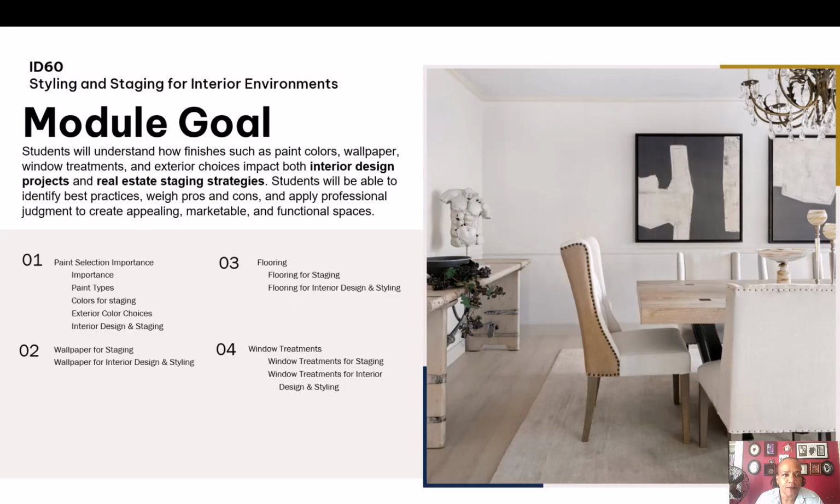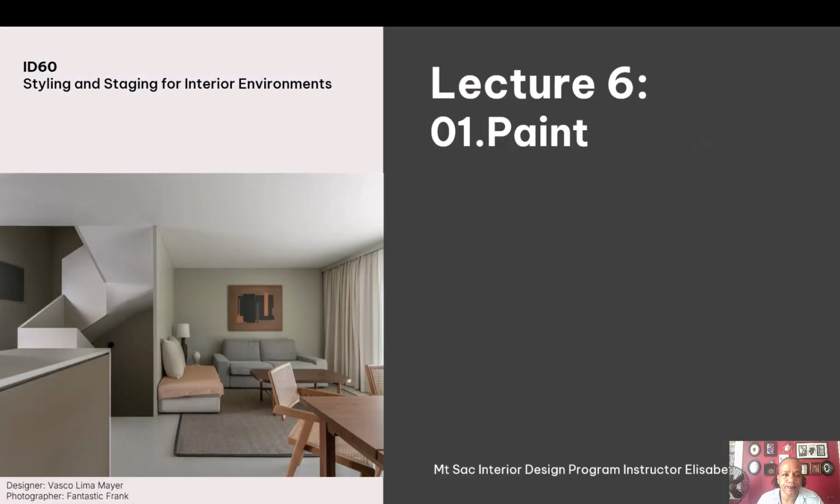So let's get started. Again, we are talking about materials, what types of materials we use in staging versus styling. And the four topics I narrowed it down to are paint, wallpaper, flooring, and window treatments.